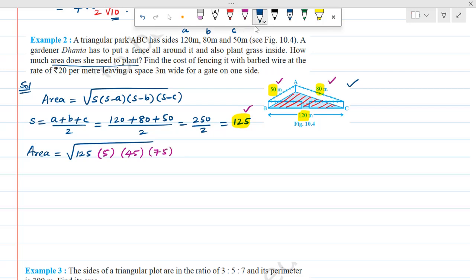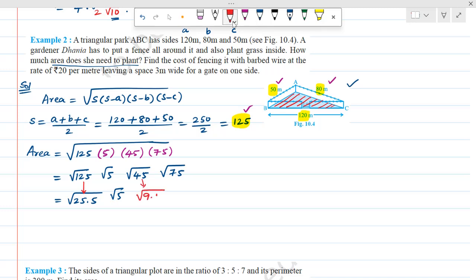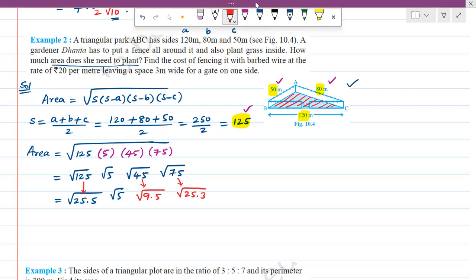Now here I can just separate the root. If you separate the root, you will get root 125, and then root 5, then root 45, root 75. Now it is an easy way to just break it apart. So here I can write 125 as 25 into 5. And here this is root 5. Here I can write 45 as 9 into 5. Next one here I can write 75 as 25 into 3. So this is the easy way you can do it.